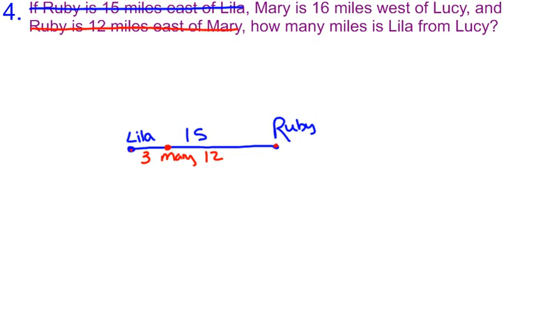Mary is 16 miles west of Lucy. So from Mary to Ruby is 12 miles. Lucy's another 4 miles then. So I'm going to go like this, and this would be Lucy, and there'd be 4 miles between them because I need it to add up to 16. And Mary and Ruby were 12 miles apart.